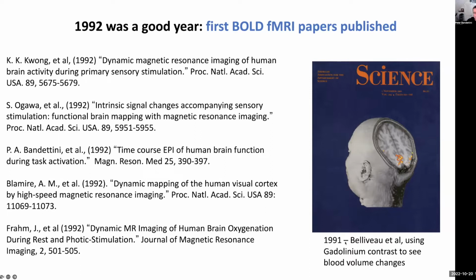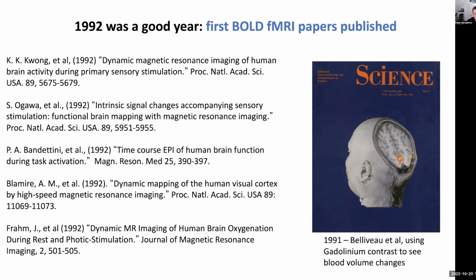This was November 91. And by then, all of us were very busy, at least Ken and his group, and Shi-Jiang Gao and his group, and myself, I came in a little bit later. And then a couple of other groups were busy as well: Andrew Blamire at Yale and Jens Frahm in Germany. So those are the first 5 papers published in 1992 on functional MRI.